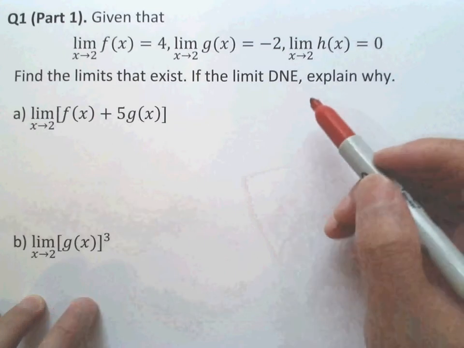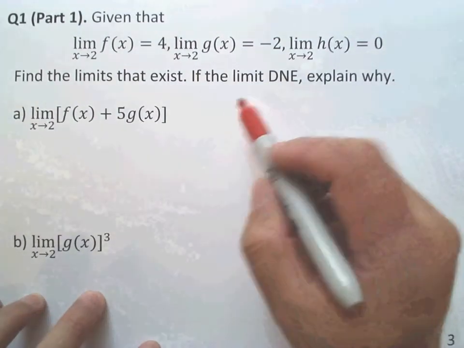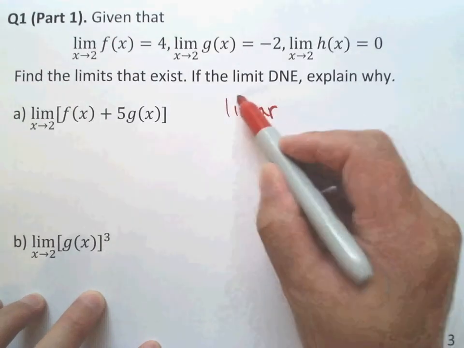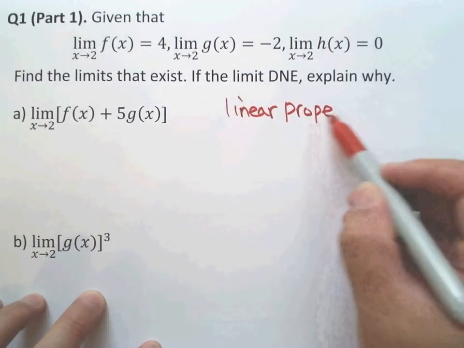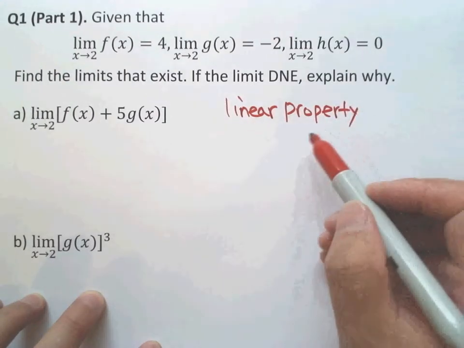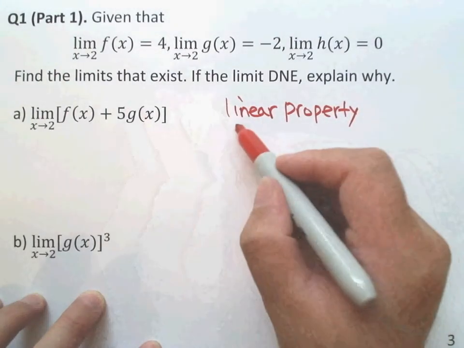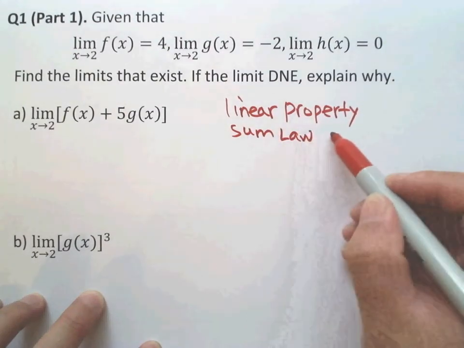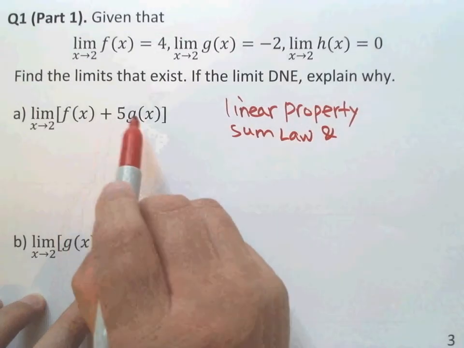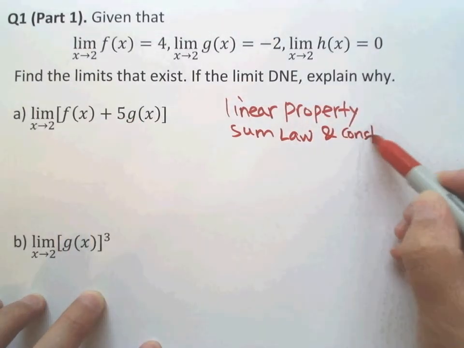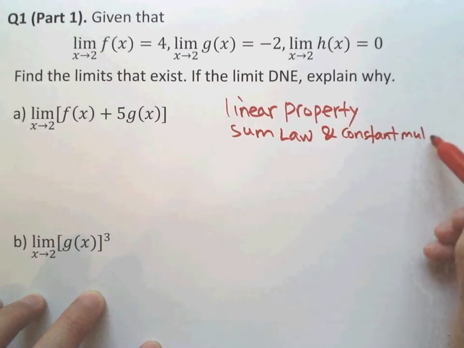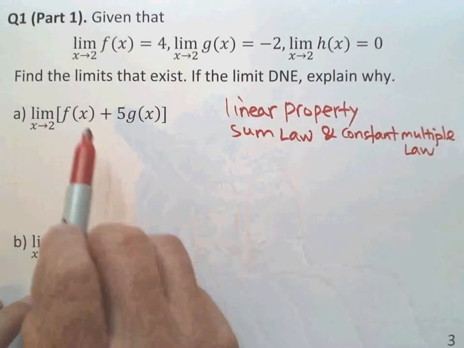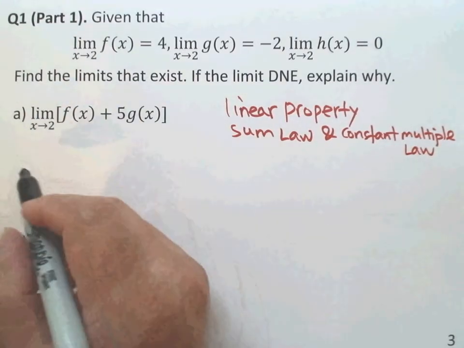We should directly put it here. So we use the linear property. If somehow you don't like this name, it's just a sum law and a constant multiple law. Okay, so put these two laws together, we can solve this.